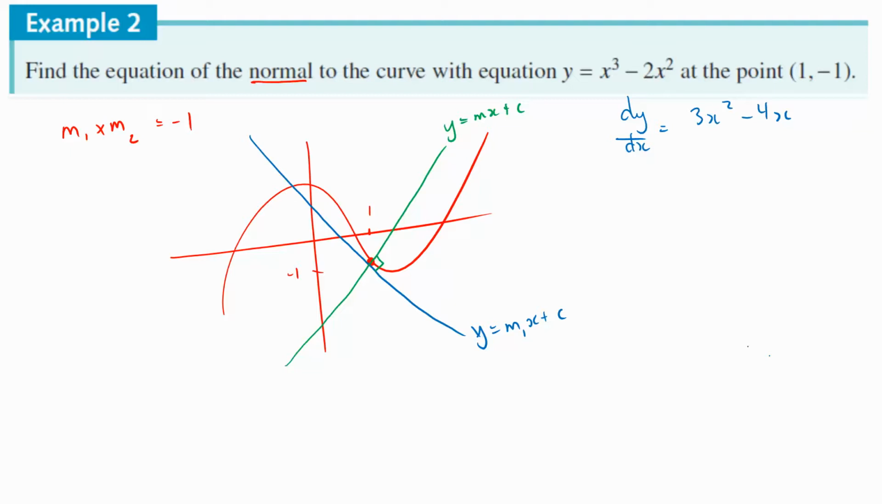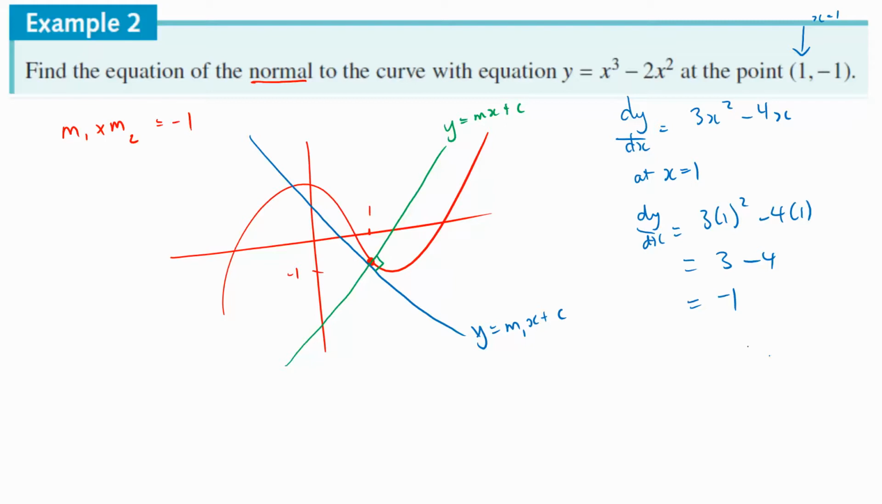So how do I find the gradient at that particular point, Phoenix? Fantastic. It's always the x values, not the y values, yeah? So we're looking at this, we're saying at x equals 1, this will tell me the gradient. So dy dx at x equals 1 will be 3 times 1 squared minus 4 times 1. That gives me 3 minus 4, negative 1. So what that tells me is this gradient is a negative 1 gradient. Okay, so I have now that's negative 1.